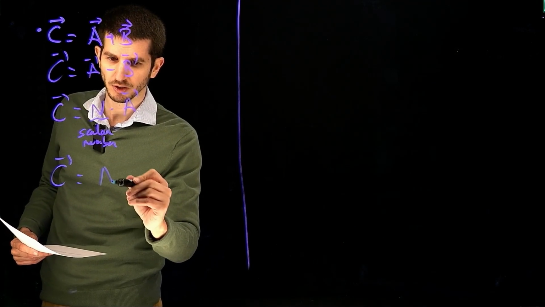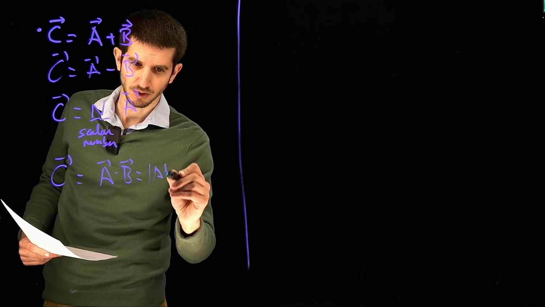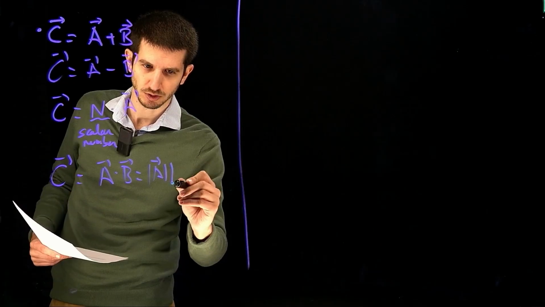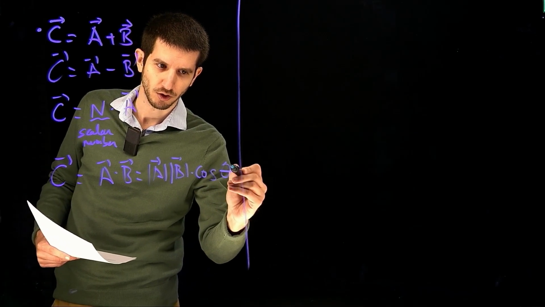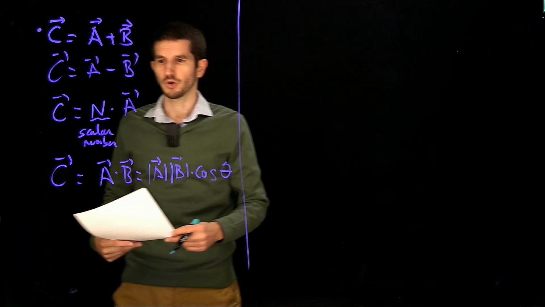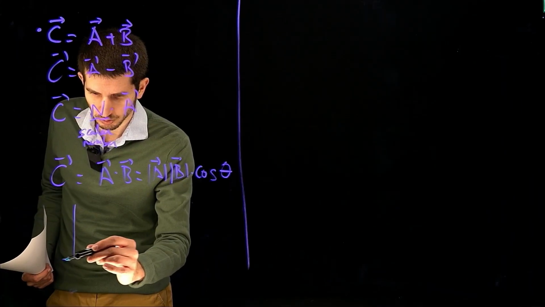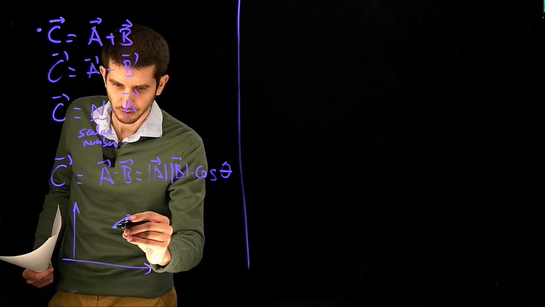It is just multiplying one vector times another, which is given by the magnitude of the first vector times the magnitude of the second vector times the cosine of the angle in between. These are all the things that you need to know about vectors. Of course, you also need to remember that vectors are expressed numerically in a given coordinate reference.